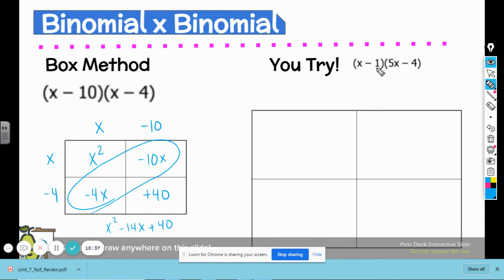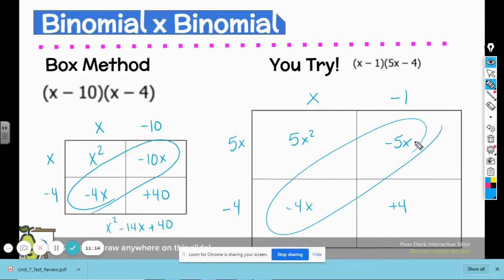Okay, so let's try this one. We've got x and negative 1, and then 5x and a negative 4. So you're going to multiply every row times every column, right? It doesn't matter what order you go in. 5x times x is going to give me 5x squared. Now I go 5x times negative 1, negative 5x. Negative 4 times x, negative 4x. Negative 4 times negative 1, positive 4.